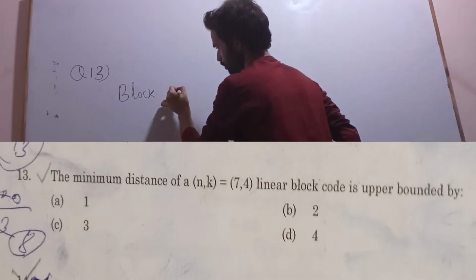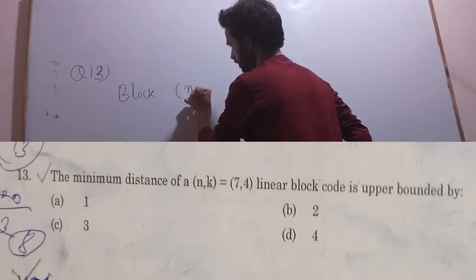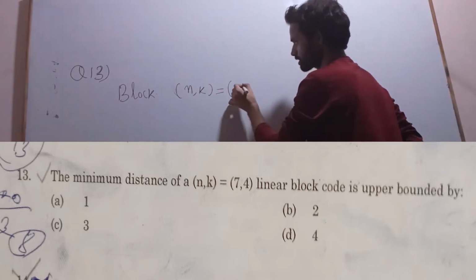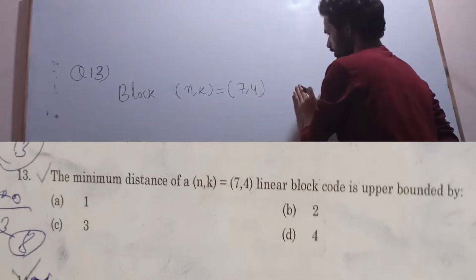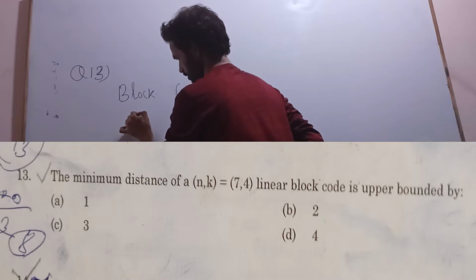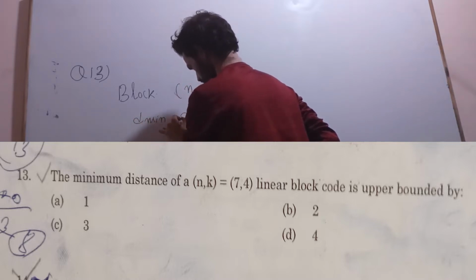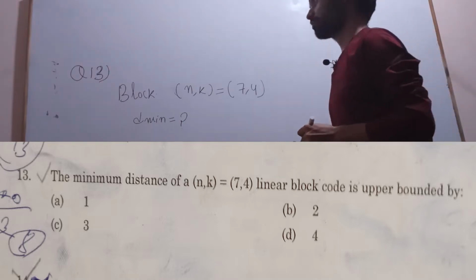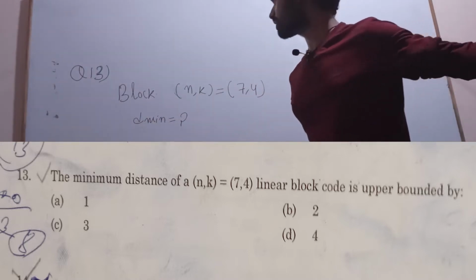Okay, so the block code (n,k) is given as (7,4). Linear upper bound. So what is the minimum distance? D minimum, he is asking. What is this D minimum? What is the exact meaning of this D minimum?